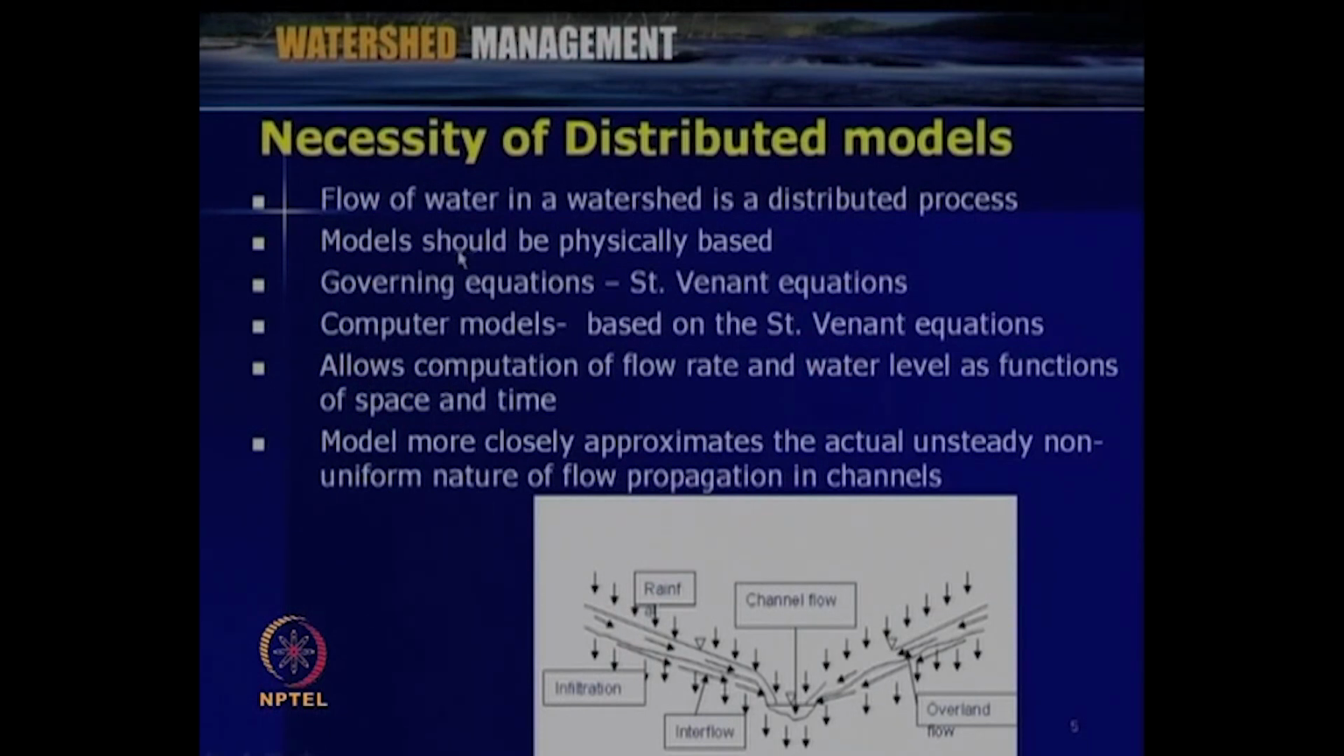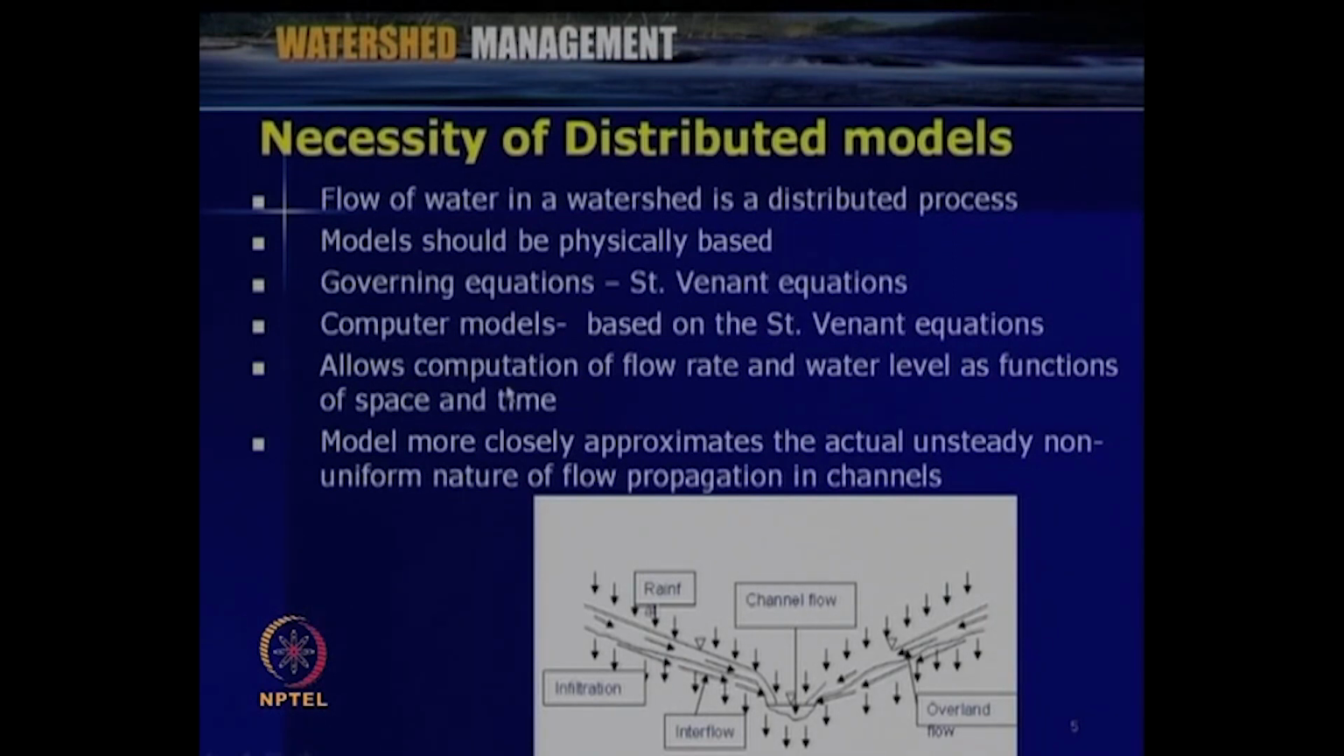Generally, physically based distributed models are based upon the Saint-Venant equations or corresponding Navier-Stokes equations, as I mentioned earlier. These equations we cannot solve directly. So, we need computer models, computer based models. We have to approximate these governing equations of Saint-Venant by numerical techniques, and then we have to solve using a computer.